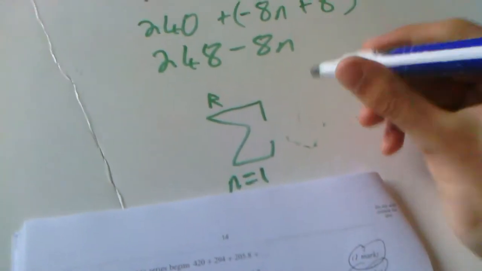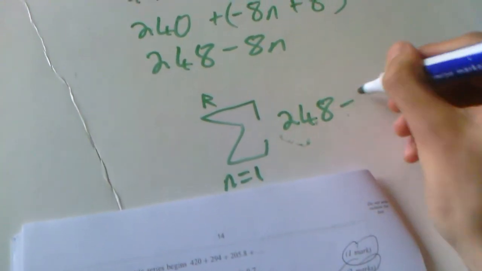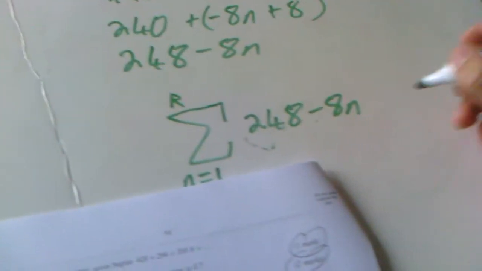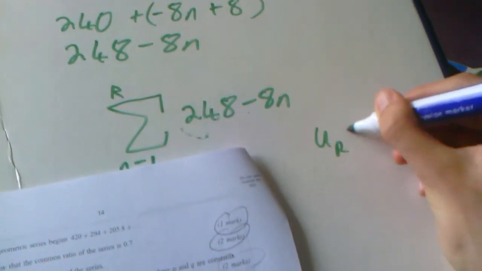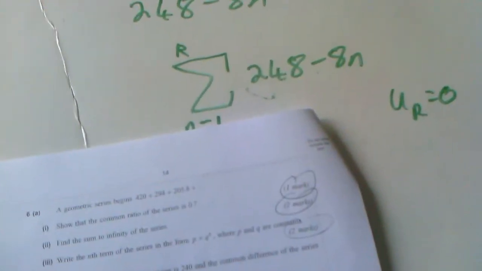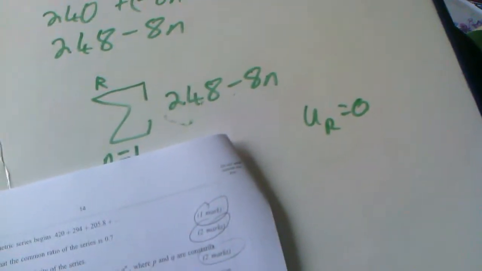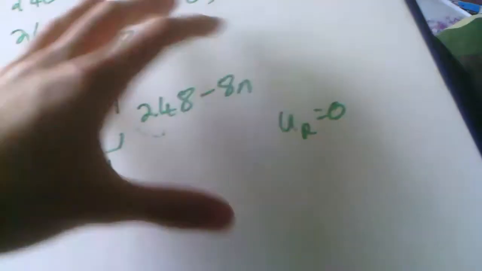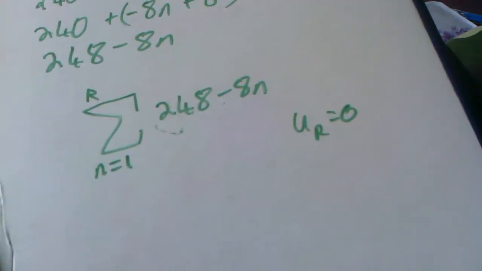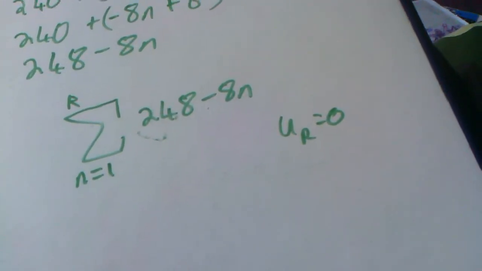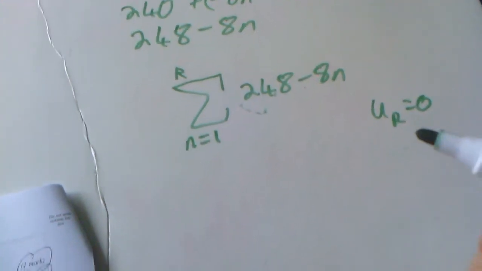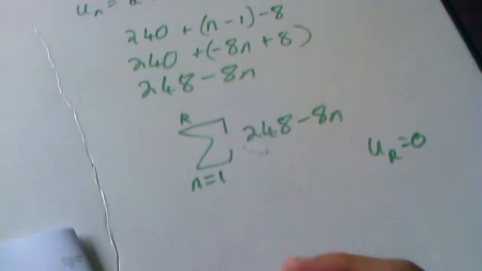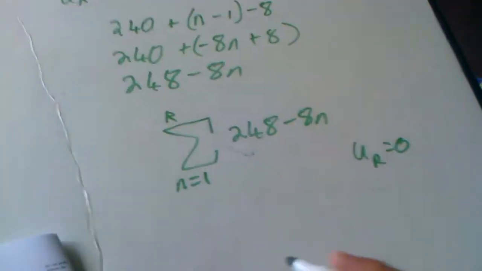Un. Now we've found an expression for un, so we can rub that out and write 248 minus 8n, because that's going to make that whole thing an awful lot simpler. And they're saying uk equals 0. Now the mistake I made, I interpreted it as the sum of 1 to k equals 0. That's not true. We're saying that the kth term equals 0, if that's the easy way of saying it.